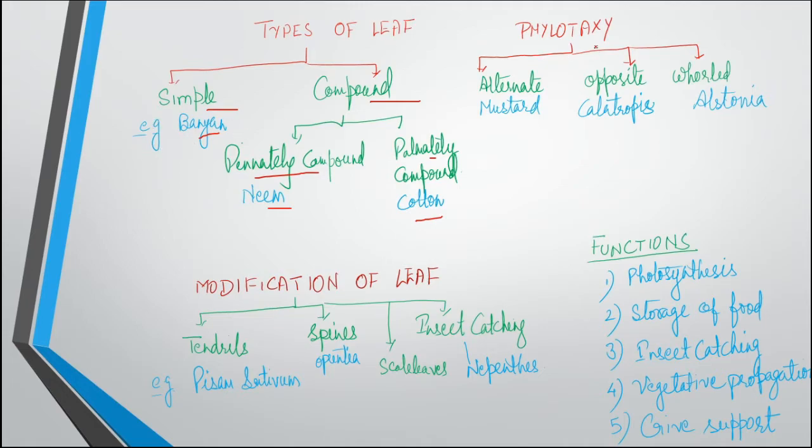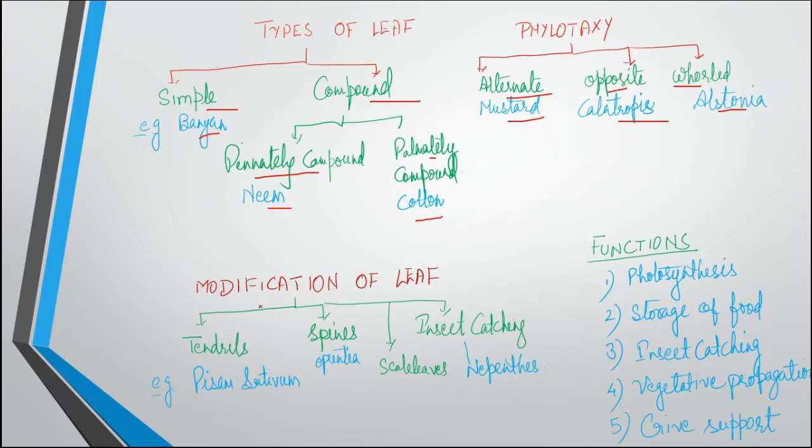Then phyllotaxy. The mode of arrangement of leaves is known as phyllotaxy. These are of three types: alternate, opposite and whorled. Alternate example is mustard, opposite example is calotropis, and whorled example is Alstonia, that we will also see in the diagram.